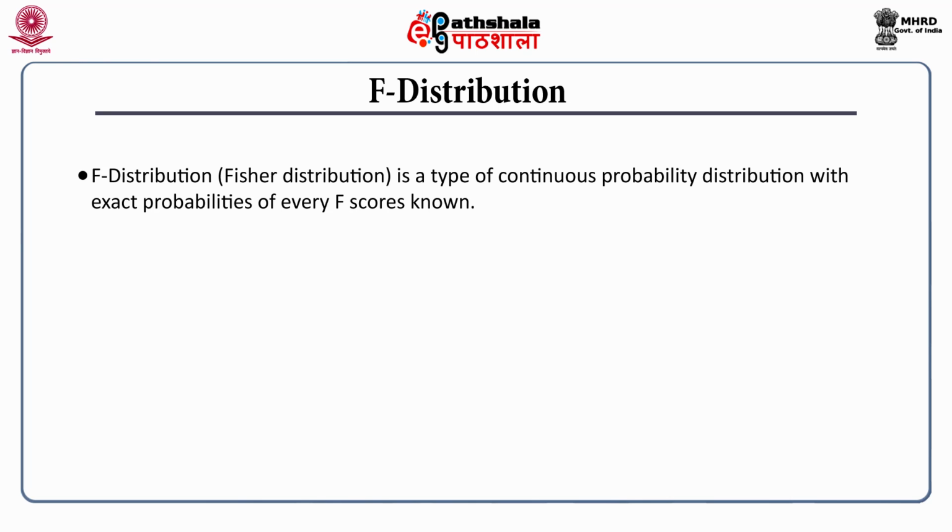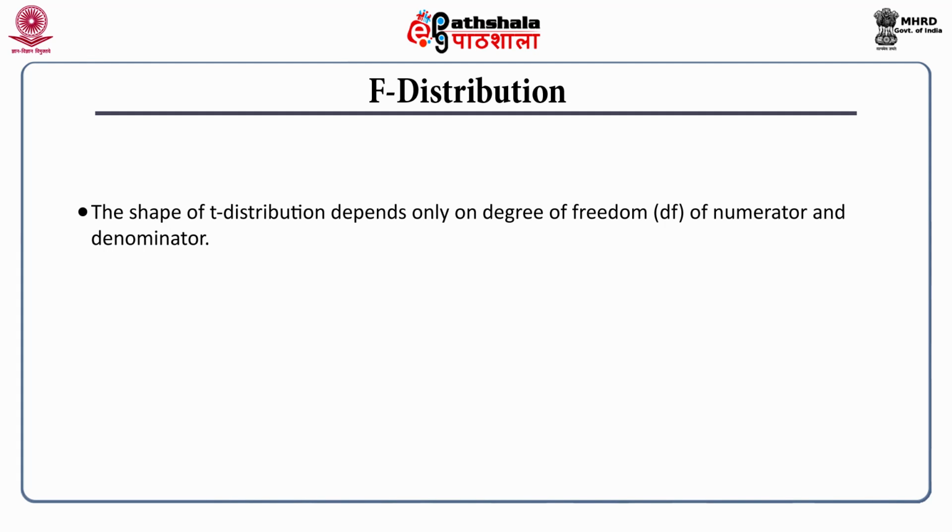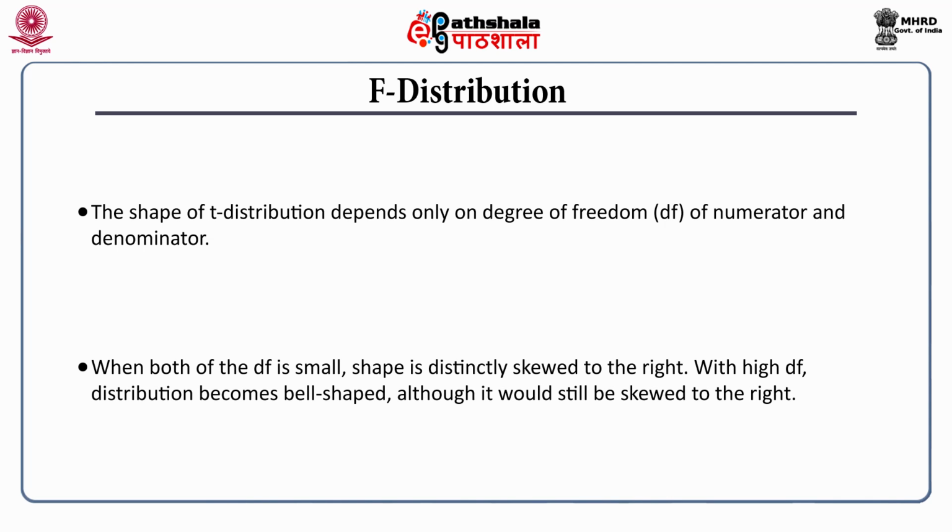Now coming to the F distribution, also called the Fisher distribution, it is a type of continuous probability distribution with exact probabilities of every F score known. This enables us to calculate the p-value from a given F ratio. F ratios under the null hypothesis plotted in a probability histogram form the F distribution. The shape of the F distribution depends only on the degrees of freedom, df, of the numerator and the denominator. When both degrees of freedom are small, the shape is distinctly skewed to the right. With high degrees of freedom, the distribution becomes bell-shaped, although it is still skewed to the right.